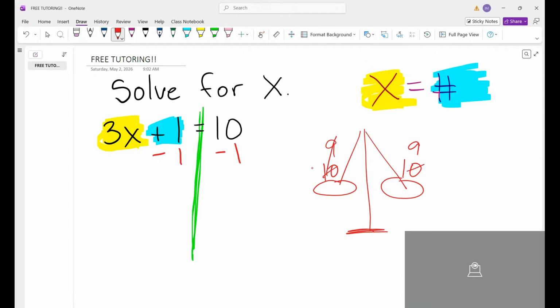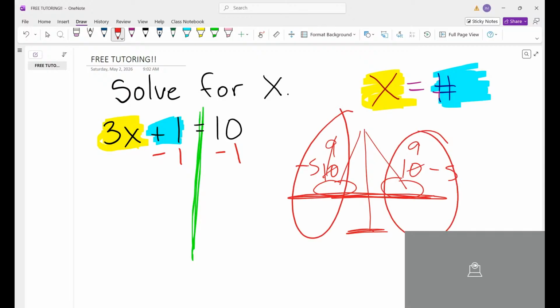If I take away 5 from here, then I also need to take away 5 from here, because we want the scales to be even. That's why it's called an equation, because it's equal. The left side equals the right. Same thing as here. The left side equals the right. Think about it like that.